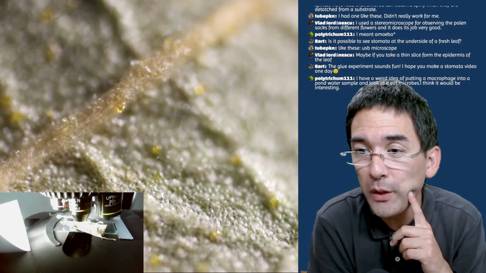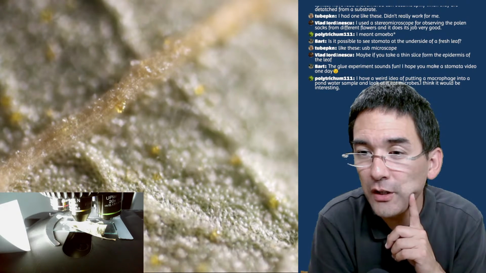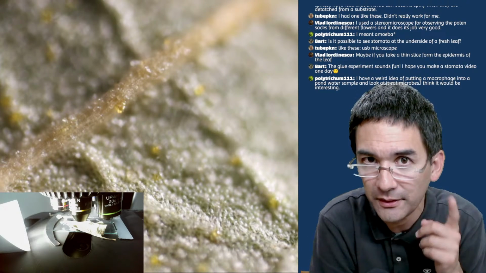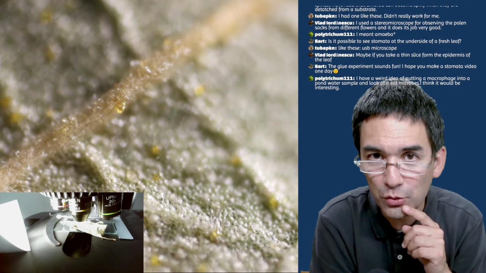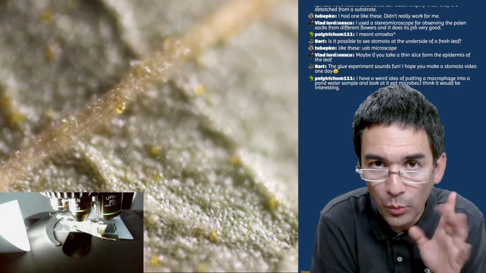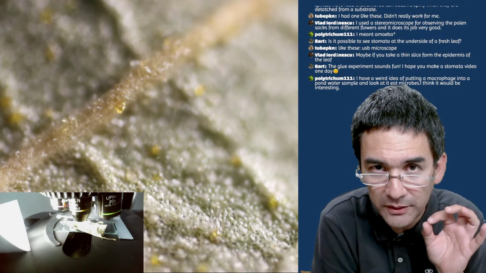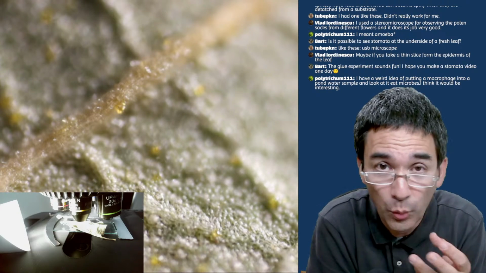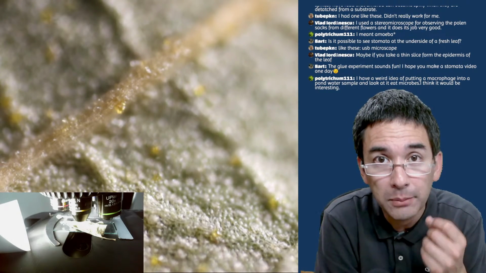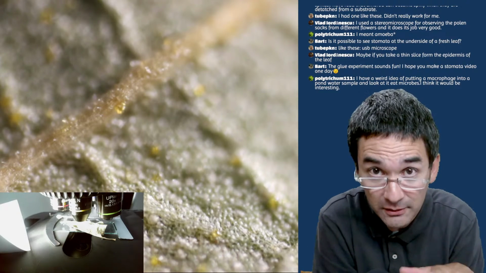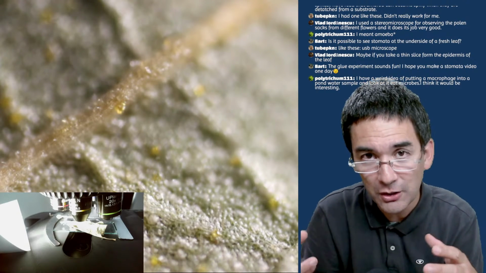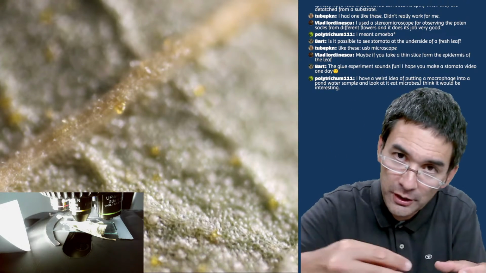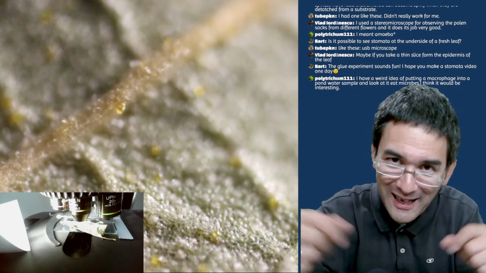Yeah, I have a weird idea of putting a macrophage into a pond water sample and looking at it eat microbes. I think it would be interesting. I have another idea, something that I want to try out. I've seen somewhere some researchers do that, and what they did was place, I don't know, was it a tiny worm or something, into a blood sample of a human on the slide, and then they did a time lapse, and they actually were able to show how all of the white blood cells started to rush to that worm and try to attack it.